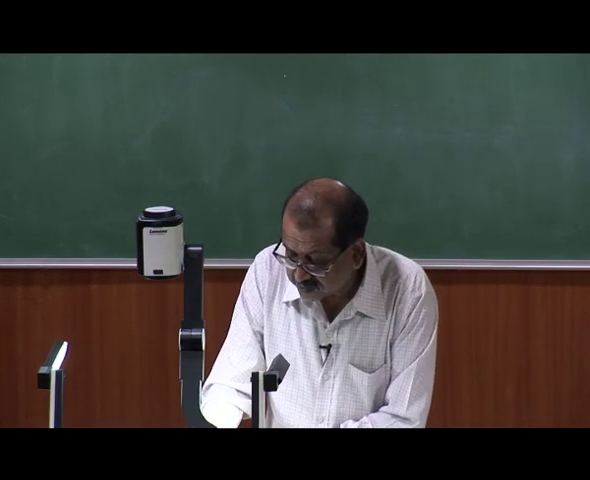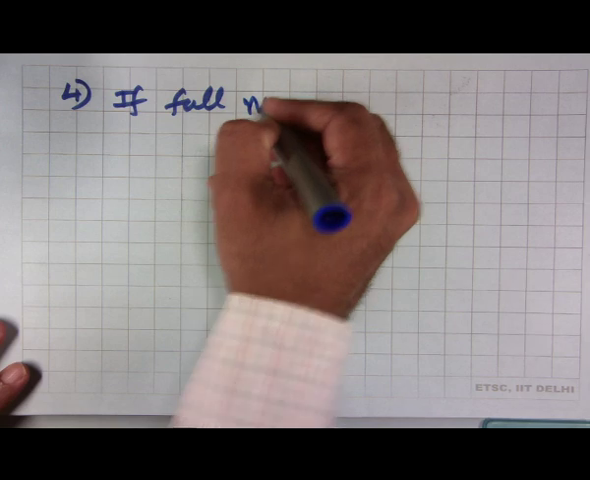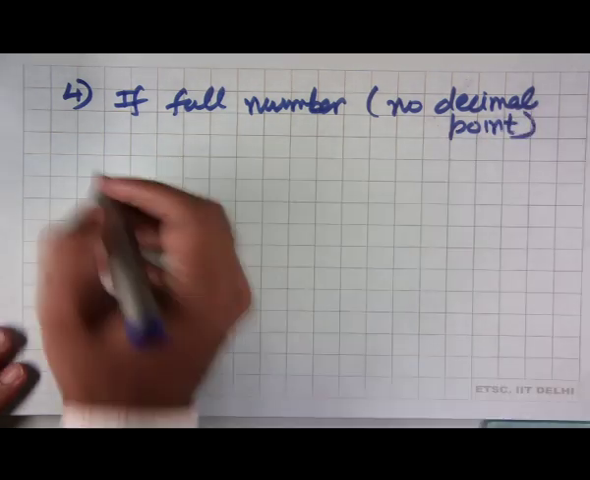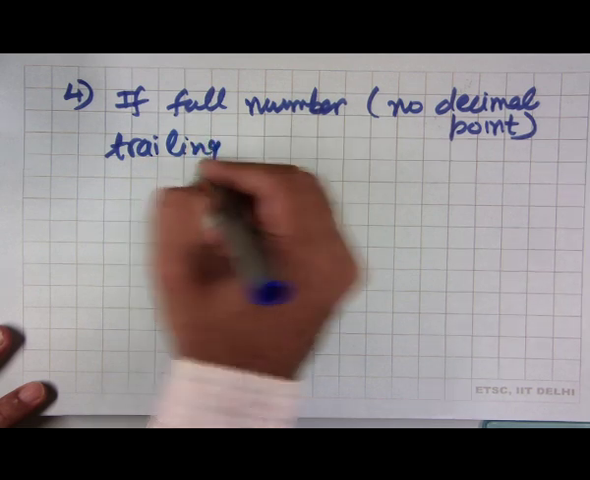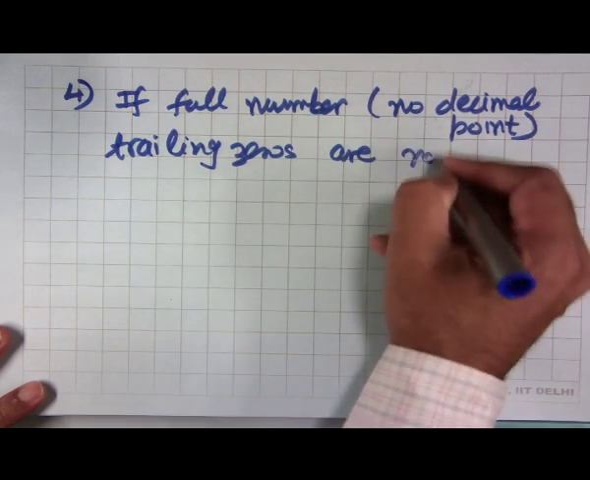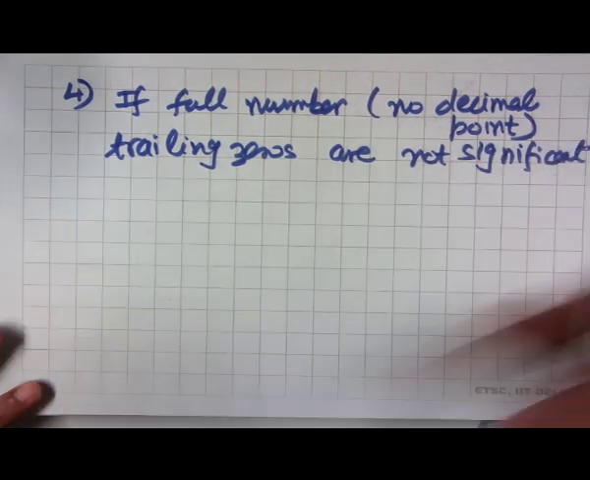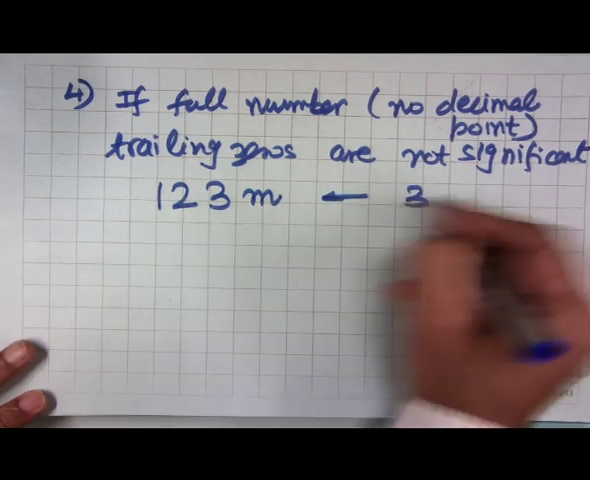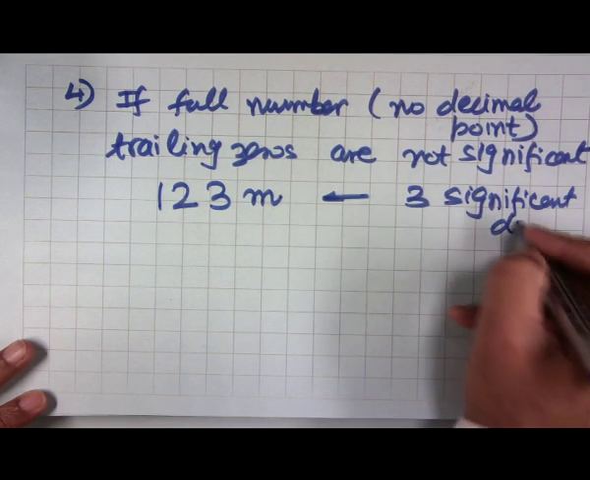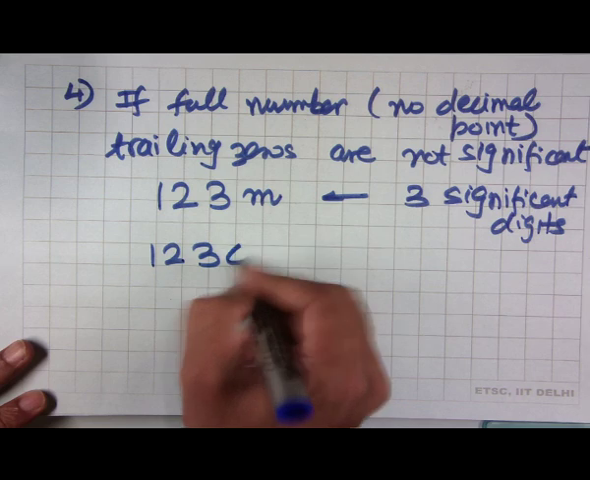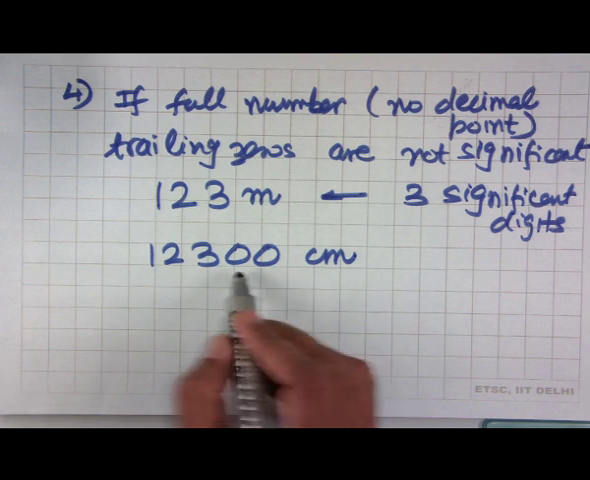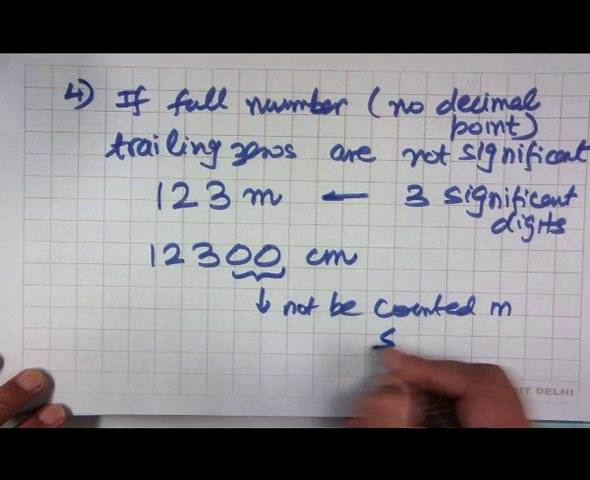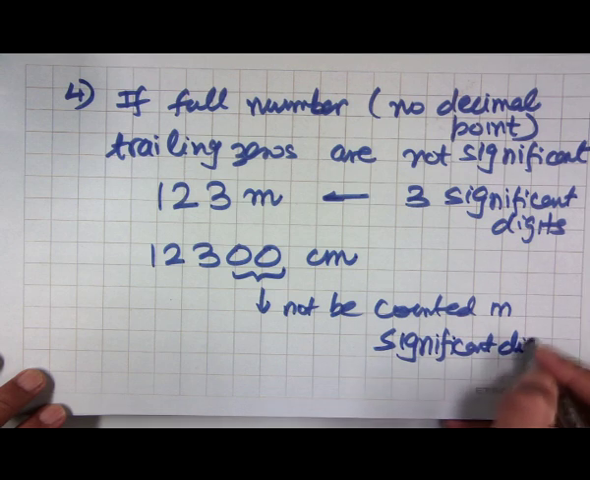Now, the fourth rule is, if there is a whole number, that means there is no decimal point, then if it ends with zeros, the trailing zeros are usually not significant unless the measurement has been taken up to that accuracy. Suppose we have a measurement of 123 meters, which has 3 significant digits. We convert this into centimeters, it becomes 12300 centimeters, and the last 2 zeros will not be counted, and the number of significant digits will be just 3 as before.